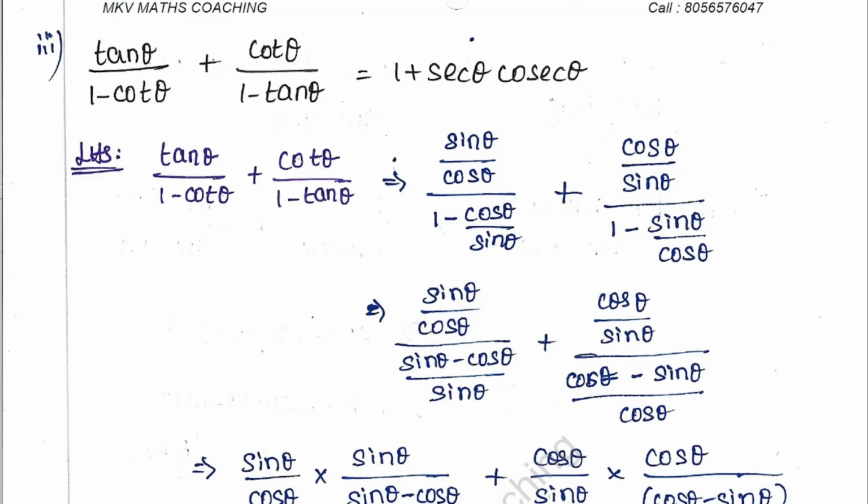Third question is very important. Tan theta by 1 minus cot theta plus cot theta by 1 minus tan theta. You're going to prove it is 1 plus secant cosecant. So first step is to change everything in terms of sine and cos.